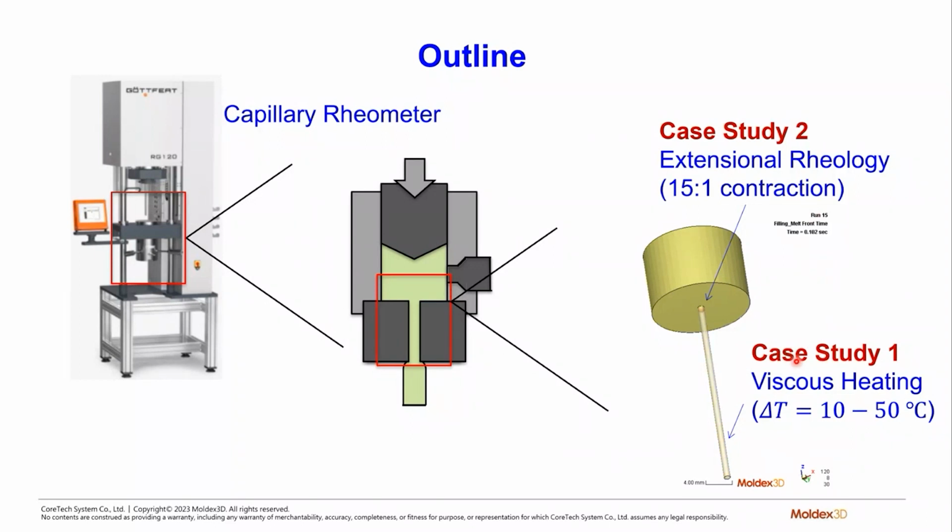The first one will concern the viscosity at a very high shear rate. We will demonstrate how to take into account the high temperature rises during the measurement. In the second case, we will discuss extensional rheology in a high contraction ratio flow.